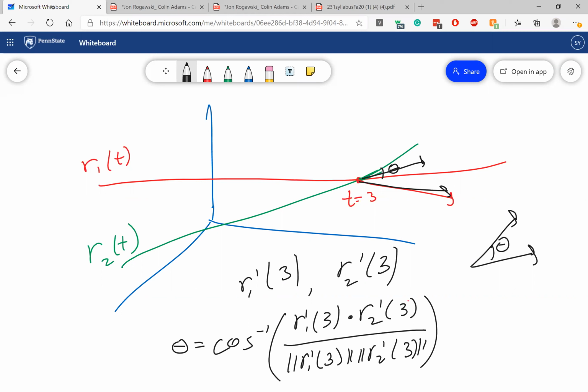Is this clear? Yes, it is. Okay. So this is the type of question that can appear on the quiz. It involves new stuff that we just learned, like derivatives of curves, but also old things like how to use the dot product in order to find angles.